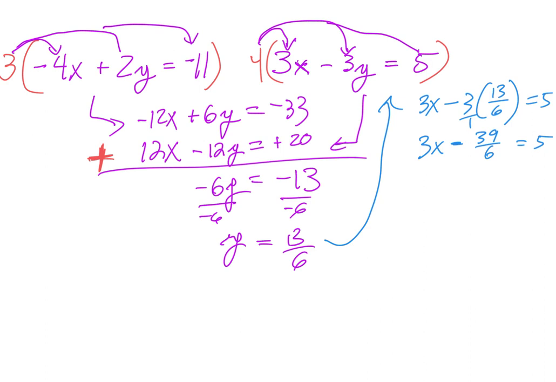I don't like to work with fractions. I'm going to get rid of fractions by multiplying everything by the denominator, 6. I'll have 18x minus 39 equals 30. Now it looks a little bit more enjoyable. And maybe enjoyable is a little bit too much for you right now. It's less painful. How about that? Add 39.